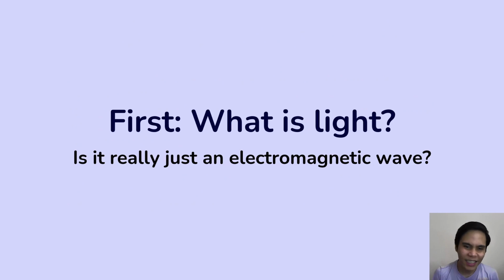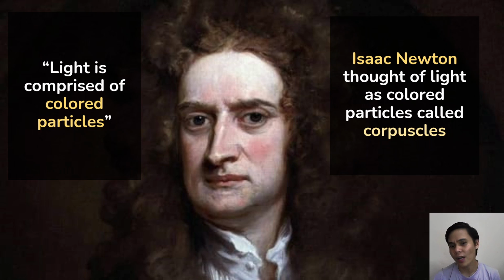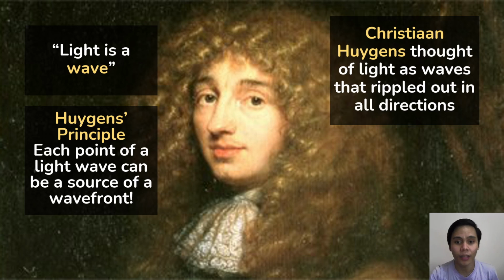So first, what is light? Is it really just an electromagnetic wave? According to Isaac Newton, light is comprised of colored particles. So it's not a wave, it's a particle. He called them corpuscles. So they're actual things. They're matter. They're like atoms. And they're going around with lots of energy. That's what Isaac Newton thought.